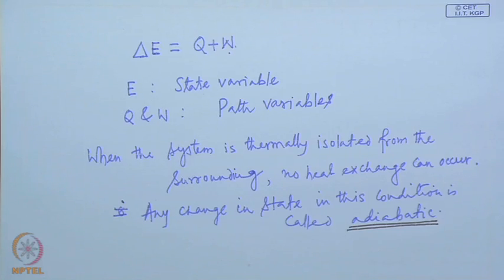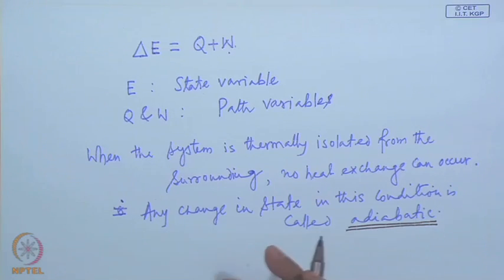Similarly, there are various other changes like isothermal, where no change in temperature takes place, or the process may be isobaric, that is, the pressure remains constant while changes in other variables are allowed, and so on.